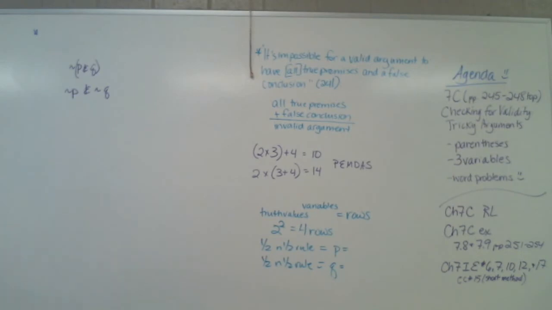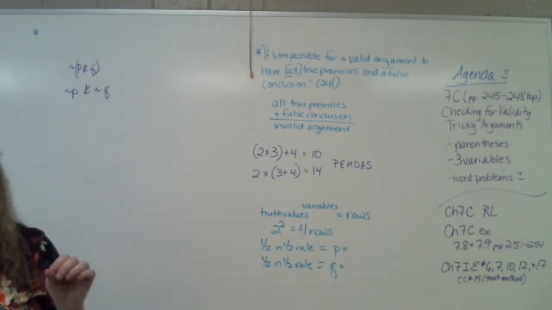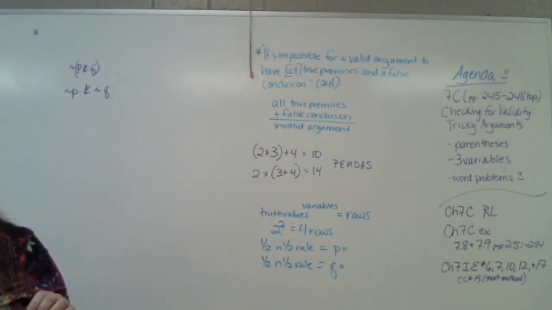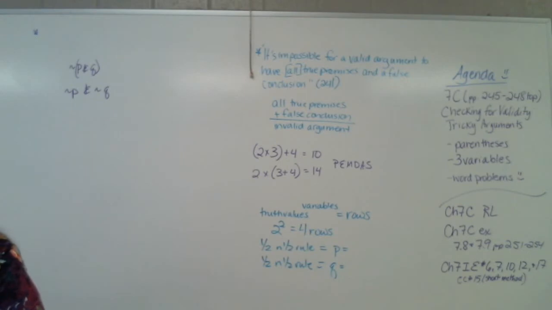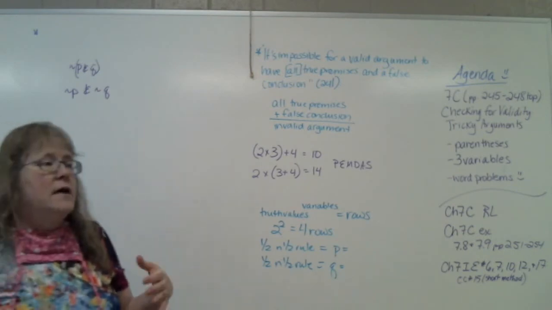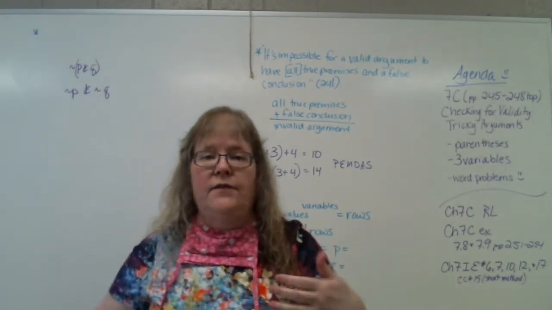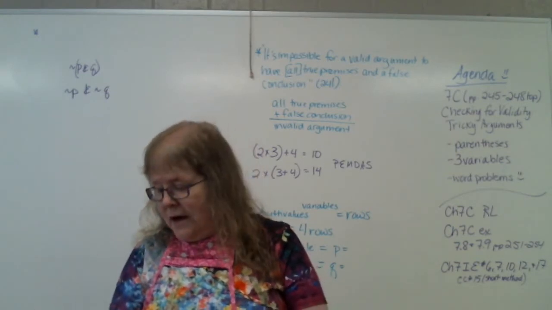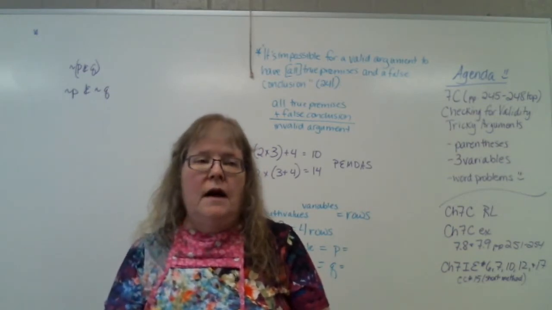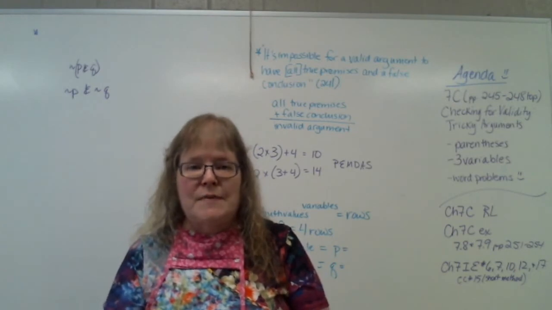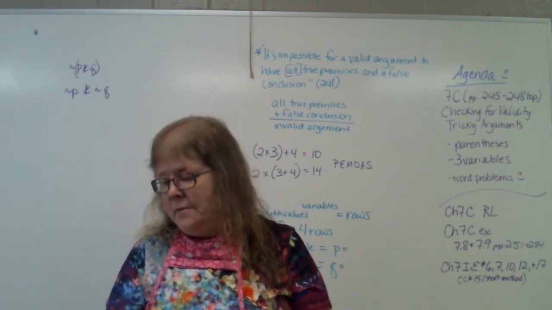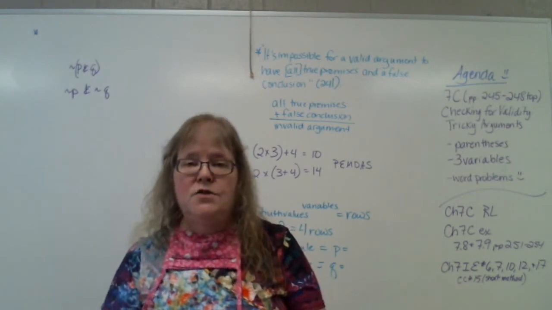So, Chapter 7C is just the section on tricky arguments. It runs from the middle of page 245 to the middle of page 248. Stop where it says streamlined evaluation. Now, if you want the extra credit, if this is kind of fun for you, go through, read that, see what you can do with it. I'm not going to do a video on it. I'm not going to spend time on it in class. But if you want to do that, by all means, you can.